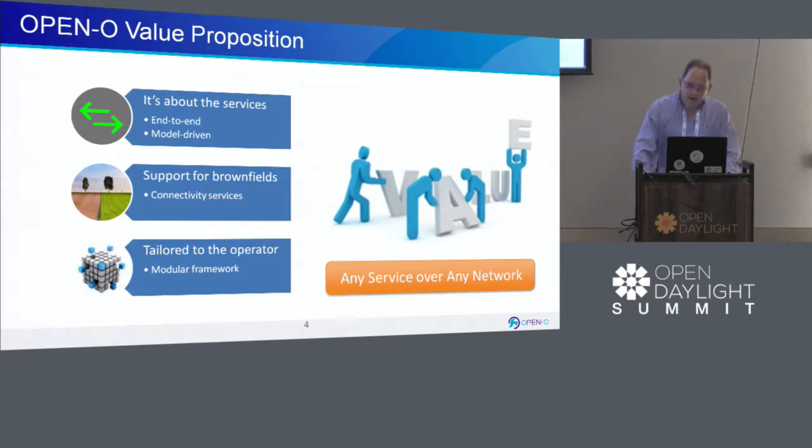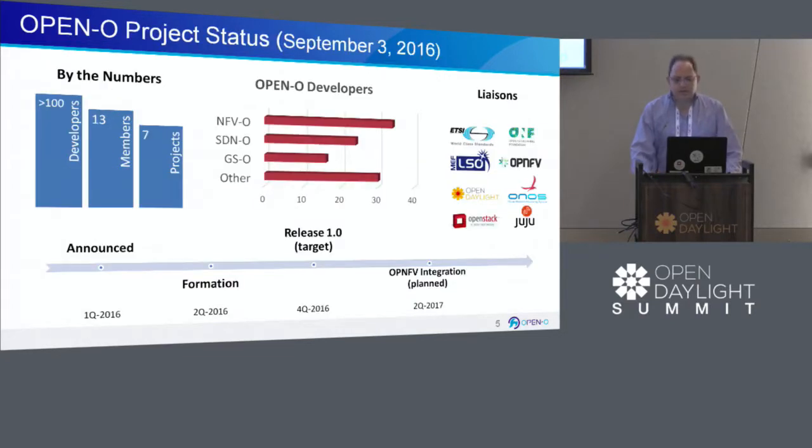And that's why when we talk about Open-O, we start to think about any service over any network. It's the idea of providing end-to-end services across an NFV infrastructure as well as SDN and legacy network services. That's the target of the project.